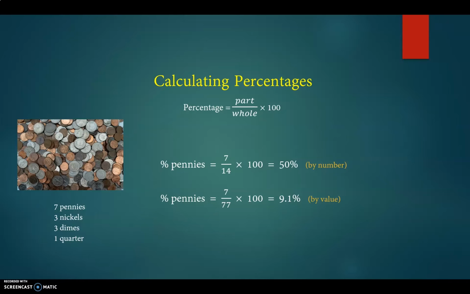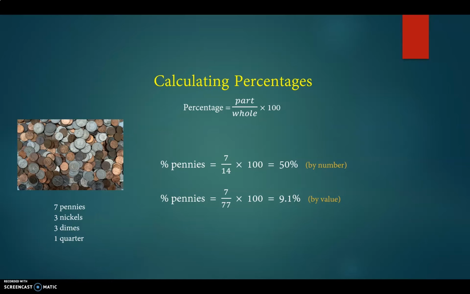On the other hand, we could also do it by value. We could measure the value, so 7 pennies is worth 7 cents. All the coins are worth 77 cents. Now we come up with 9.1%. And so based on the value of the coins, the pennies is the smallest component of my change.